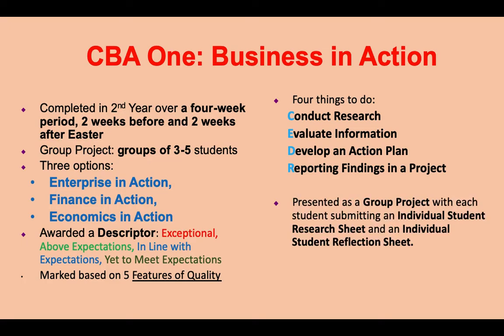Okay, it's presented as a group project, with each student submitting an individual research sheet and an individual reflection sheet. So what that means is that if there's 3 people in a group, there will be 1 group project submitted and 2 sheets from each person involved. So if there's 3 people in it, that means there are 7 things that are going to be handed up. Okay, 2 sheets for each person, and then the 1 group project overall.